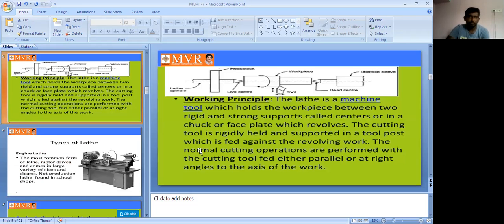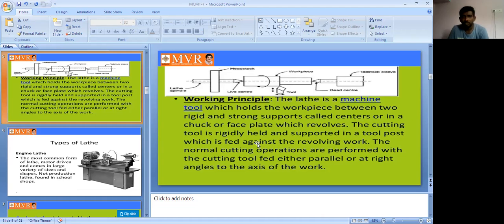Next, we can see the working principle of the lathe machine. The lathe is a machine tool which holds the workpiece between two rigid and strong supports called centers. The work is held between the centers, or in a chuck or face plate. That is the first point.